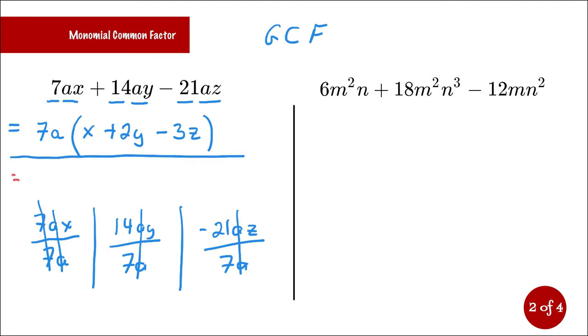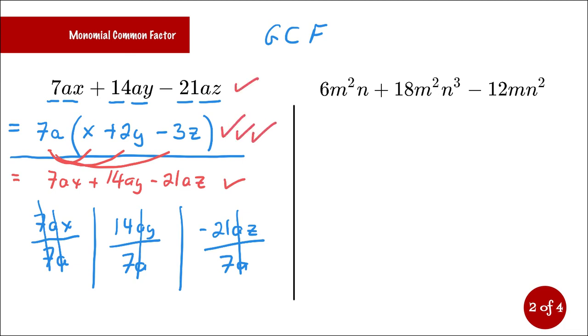To check it, remember, you just divided, so the opposite operation is multiplication. 7ax, 14ay, negative 21az. The check equals the original, so you have successfully factored that trinomial.